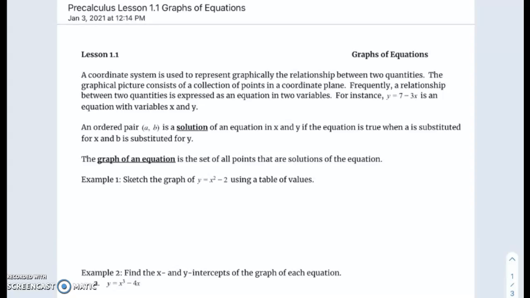In lesson 1.1, we're going to be looking at graphs of equations. Now, you don't have to memorize special tricks on how to make graphs. You can always make a table of values and then plot those ordered pairs in a coordinate system to make your graph. So let's look at example 1 where we've got x squared minus 2.